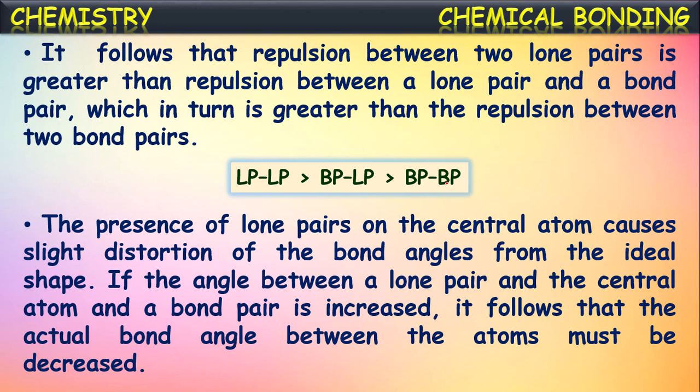If the angle between a lone pair, the central atom and a bond pair is increased, it follows that the actual bond angle between the atoms must be decreased. So if there is a lone pair of electrons, the bond angle will be less than expected in the ideal case.